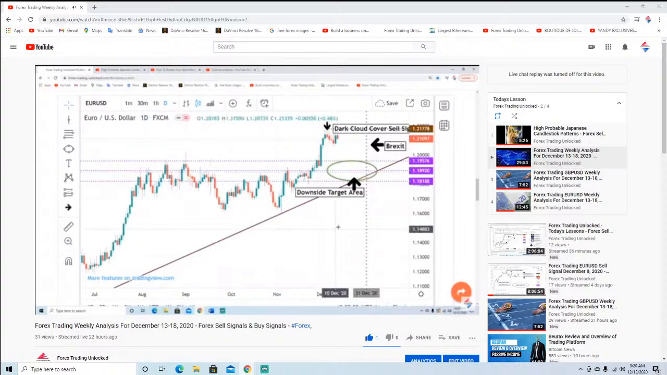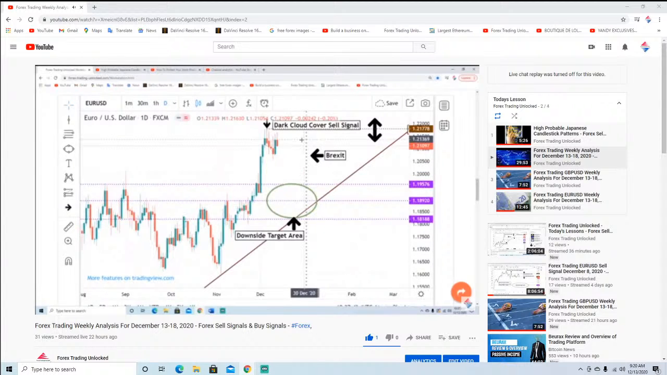All right, we have the euro US dollar pulled up here. A little over a week ago, we had a dark cloud cover sell signal. That's this top. That's where this first red day is up here.